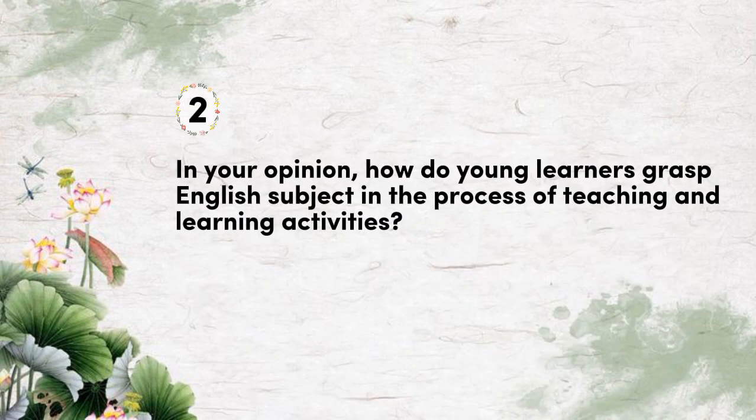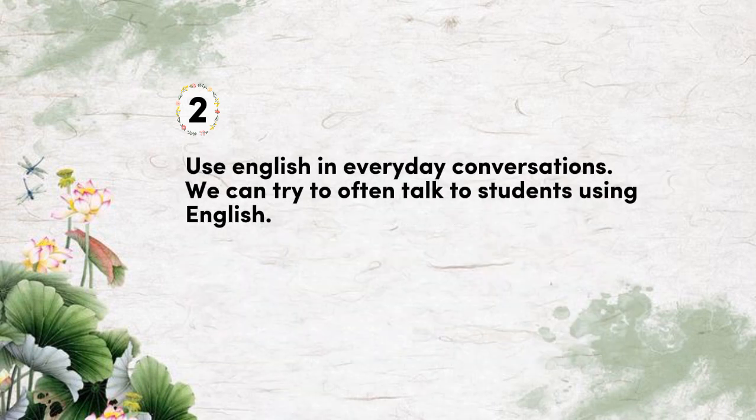The second question: in your opinion, how do young learners grasp the English subject in the process of teaching and learning activities? As we know, young learners have the ability to understand a foreign language more quickly than older students. We can take advantage of this by teaching English students to use it in everyday conversations. We can try to often talk to students using English. In this way, students can get used to it and be able to communicate in English automatically.